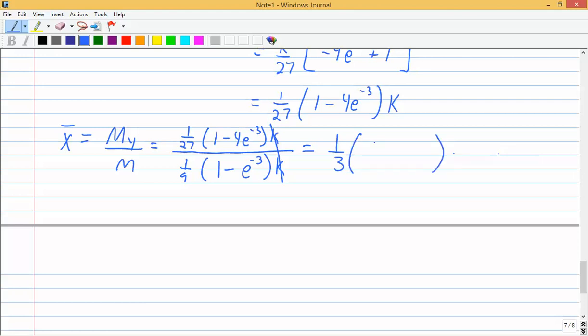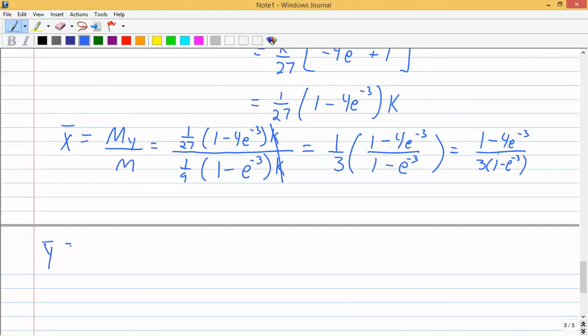times 1 minus 4e to the -3 over 1 minus e to the -3. You could just write this as, since this is a 1 here, you could just write this as 1 minus 4e to the -3 over 3 times 1 minus e to the -3. That's a number, right? Because we know e has an approximation, but you'd want to leave your answer like that. So that's x bar. That's our x coordinate.